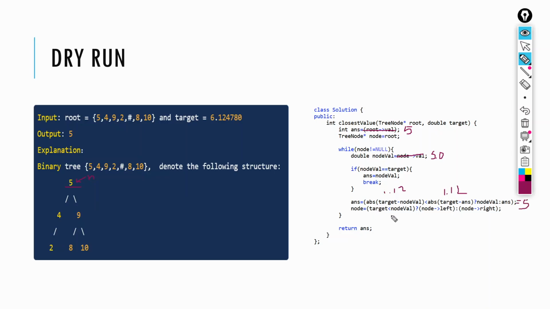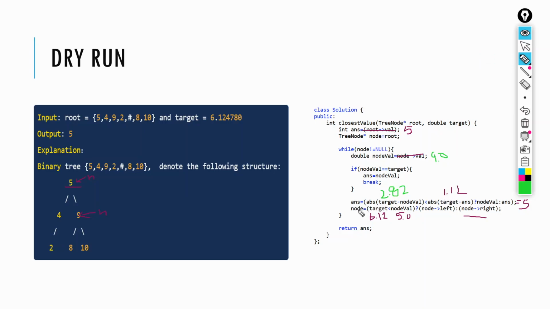Since target 6.12 is greater than the node value, that is 5.0, we'll shift our search range to the right and the node pointer will now point to 9. Since the node pointer does not point to null, we'll go inside again. We'll update the node value to 9.0. Since 9.0 is not equal to 6.12, we'll not enter here. Target minus node value, that is the absolute of 6.12 minus 9, which is 2.82, is greater than 1.12, so we'll not update our answer candidate.